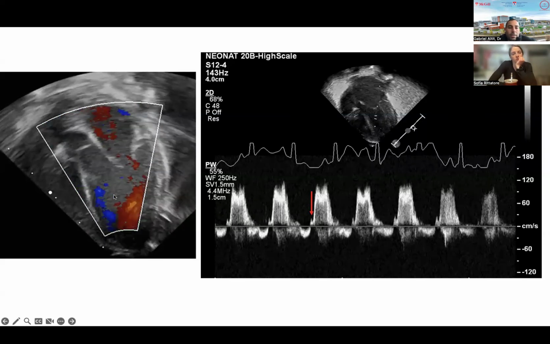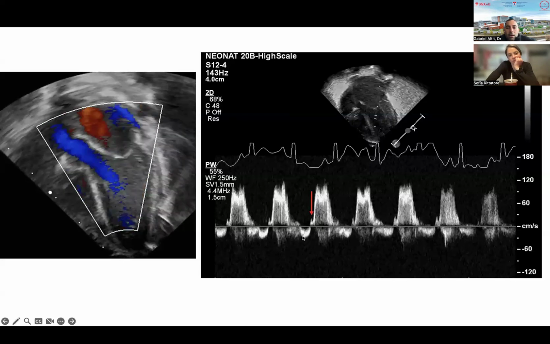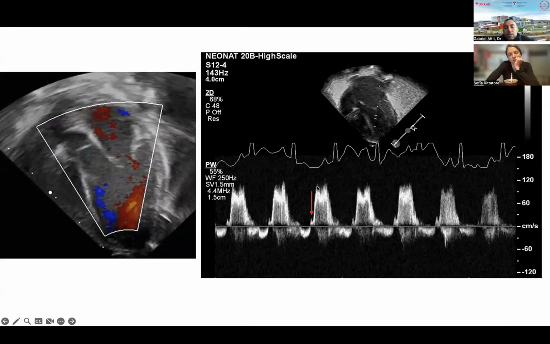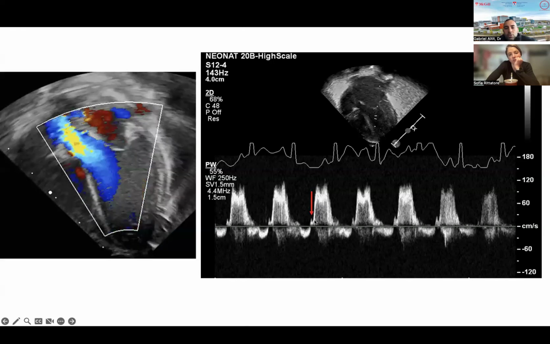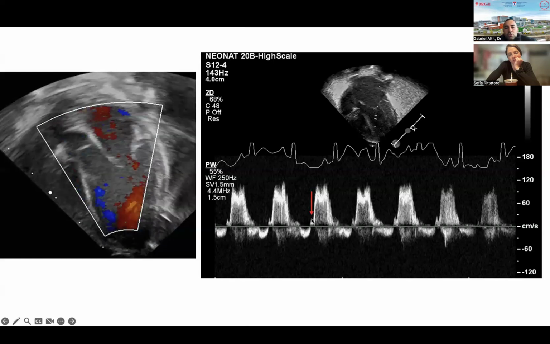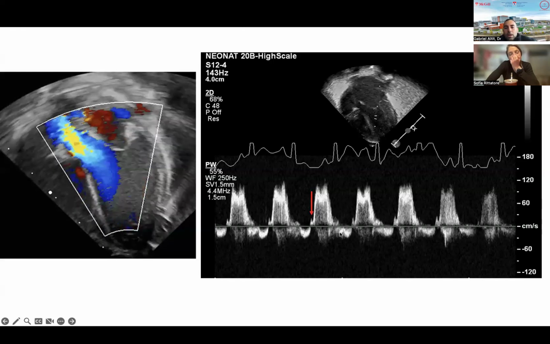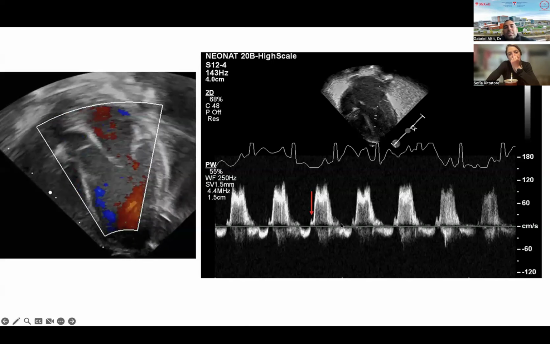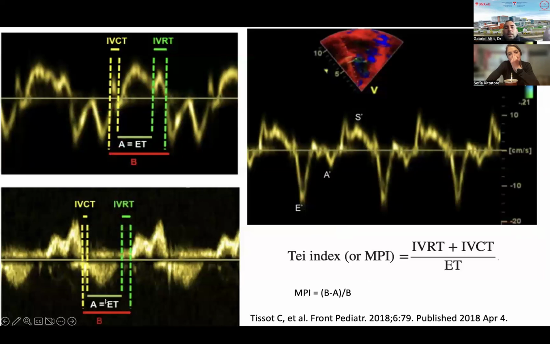And so you put your cursor at this intersection and you capture a bit of the flow going towards the aorta, the flow when you have this filling phase of the LV, and you see this where my arrow is. This is the time you spend in isovolumetric relaxation time. And here is the time you spend in isovolumetric contraction time. So it was the old technique to calculate the MPI, which is something we don't use anymore because you get much more granular information from the TDI.